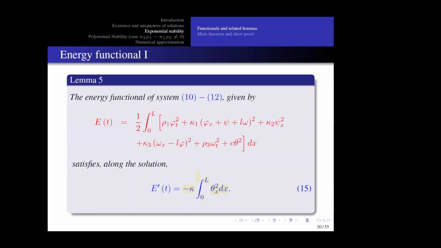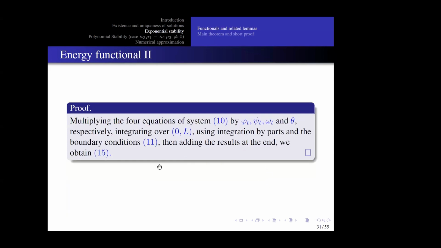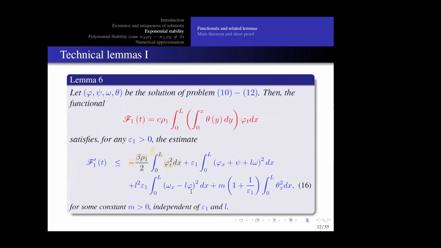So how we get this? This is known for people who are working in this area. You just multiply the first equation by phi t, the second equation by psi t, the third by w, and the fourth one, because we have also the parabolic equation, we multiply it by theta. And when we do so, integrate by parts using the boundary conditions, we get that result. But that's not enough, because we need to get, as I said, a rate of decay. And for those who are working in this area, it's well known that we have to perturb our energy. The energy by itself does not give us what we need. So we perturb it by terms of first order, which are in the energy itself.